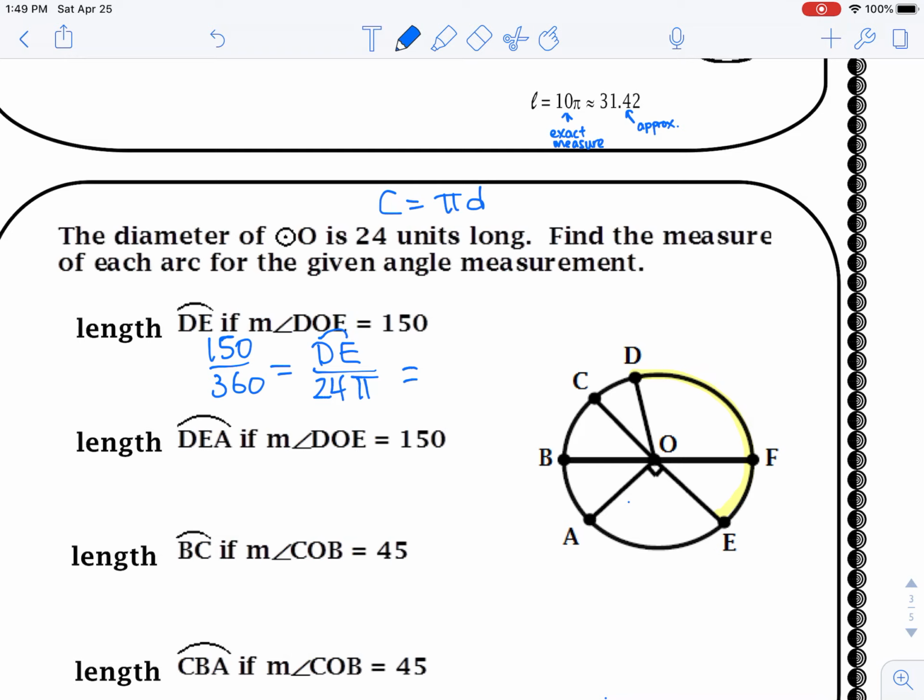Multiplying, you get that DE equals exactly 10 pi, or approximately 31.42.